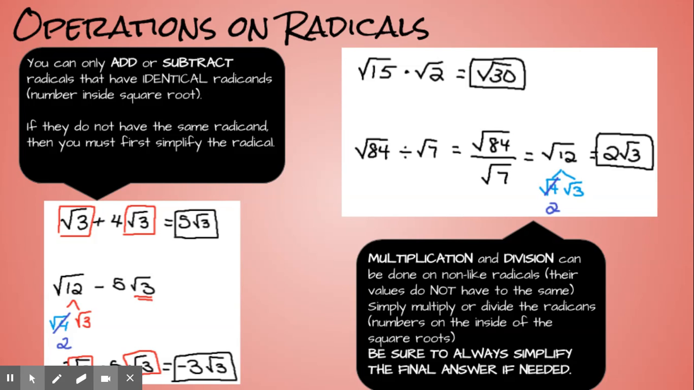Multiplying and dividing, you can just do the operation on the radicals. They don't have to be identical. So the square root of 15 times the square root of 2 gets me the square root of 30, because 15 times 2 is 30. You would want to see if you could simplify it further if you can. So for instance, when we took a look at the radical 84 divided by radical 7, 84 divided by 7 is 12, and 12 can be reduced. Just like we did before, it's the radical 4 times radical 3, which gets me to 2 radical 3. So always make sure you write your answers in the simplest form.